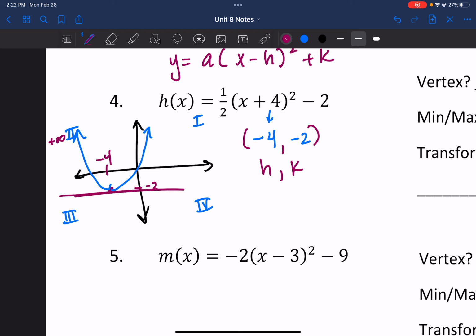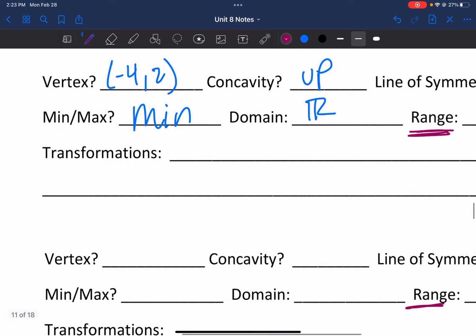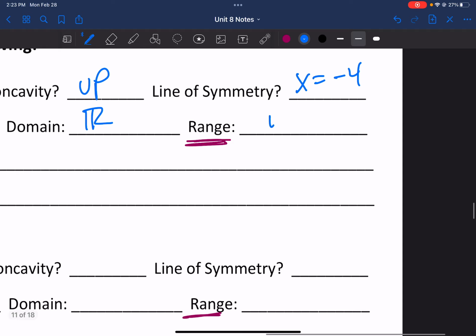Can I draw a line here and say this is where it stops? And I can, right? So it goes from -2 to positive infinity. So my y values must be somewhere in between here, right? So my y values must be greater than or equal to -2.